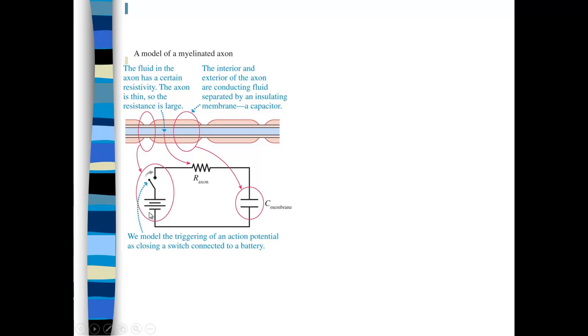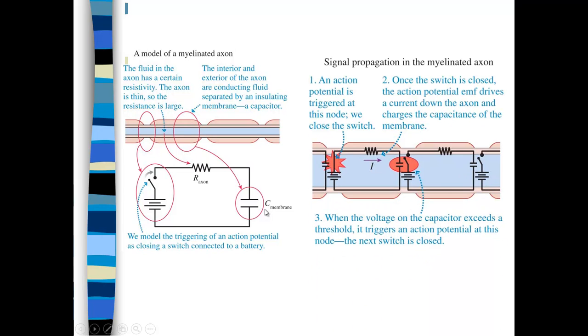Okay. So here's our battery with a switch on it. When that switch is closed, that will charge up the insulating membrane. I'm sorry, the fluid between the insulating membrane is a little capacitor. So that will charge that up, closing the switch of the battery. And when we close the switch, an action potential is generated here.